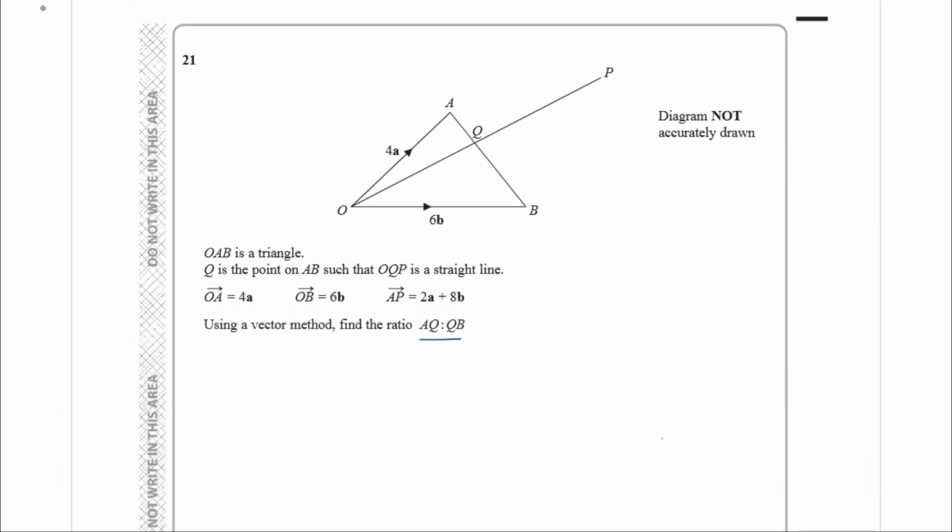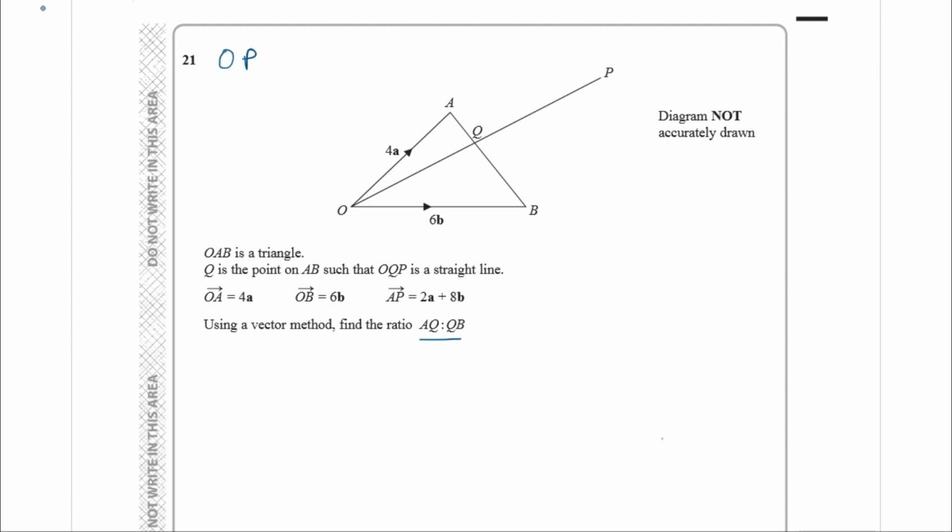So in question 21 here, this is a vector question. We're asked to figure out the ratio AQ to QB, which means we have to find an expression for AQ in terms of QB and possibly find a ratio like 5 to 7 or 2 to 1, or it looks like 1 to 3. Now we have another piece of information, that is that OP is a scalar of OQ because they're on a straight line.